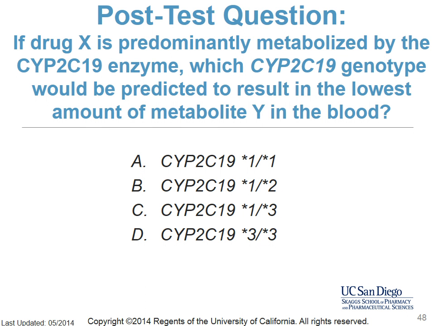This is the post-test question. If drug X is predominantly metabolized by the CYP2C19 enzyme, which CYP2C19 genotype would be predicted to result in the lowest amount of metabolite Y in the blood? Possible answers. A. CYP2C19 *1*1. B. CYP2C19 *1*2. C. CYP2C19 *1*3. D. CYP2C19 *3*3. The correct answer is D. CYP2C19 *3*3.